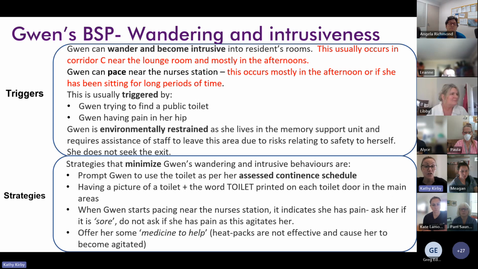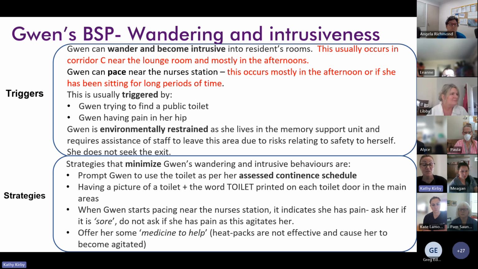Gwen can pace near the nurse's station, and this normally occurs in the afternoon or if she's been sitting for long periods of time. This is usually triggered by her trying to find a toilet, having pain in her hip, and then it's also referencing that she's environmentally restrained and that she needs assistance from staff if she needs to leave the area, okay?